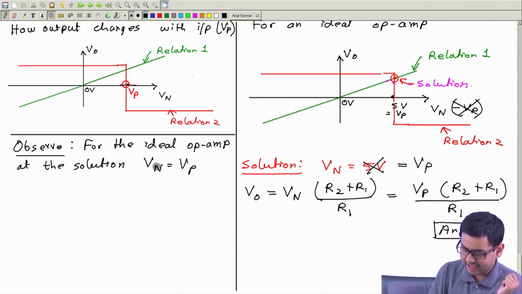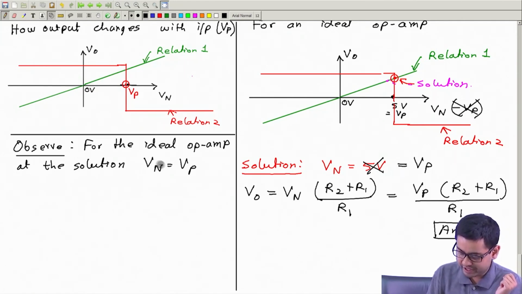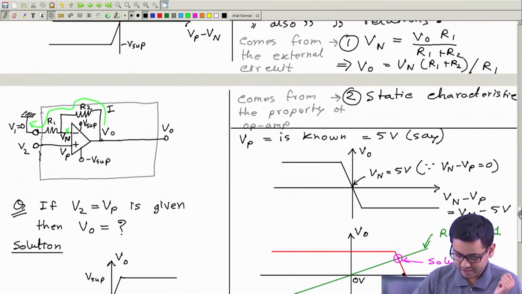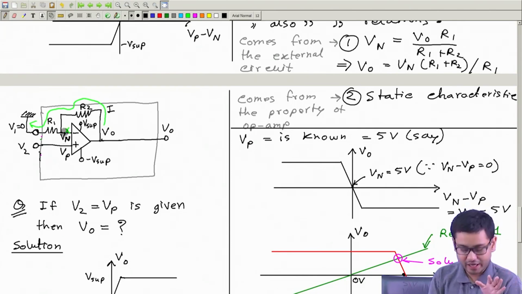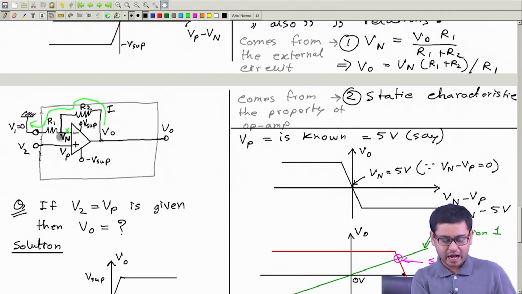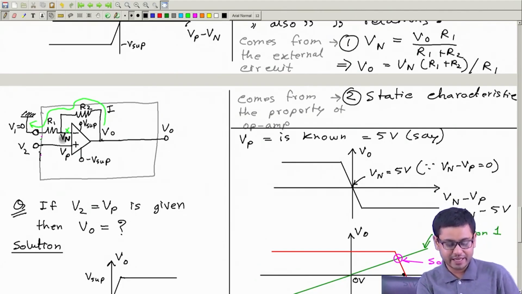So this means the two points Vn and Vp in the circuit are at the same potential, and when two points in a circuit are at the same potential, it may happen if they are electrically connected or shorted together. But here between these two, Vn and Vp, there is no connection at all, no short circuit at all, yet they are at the same potential. So this fact is called a virtual shorting between Vn and Vp.